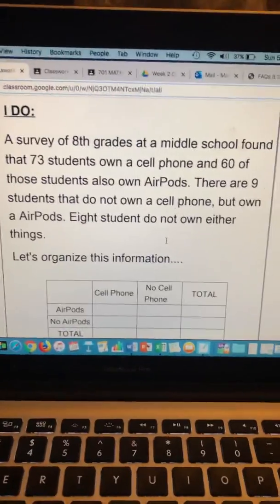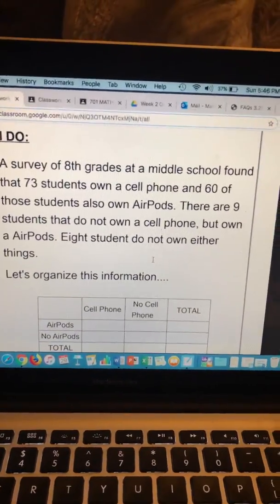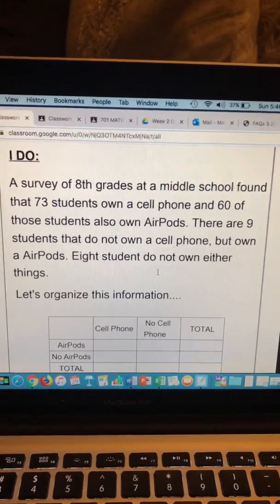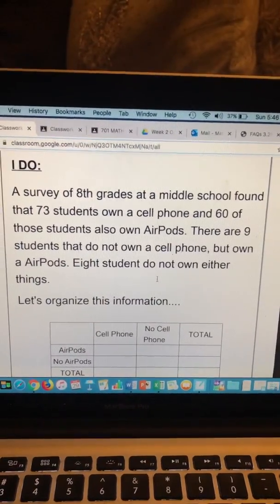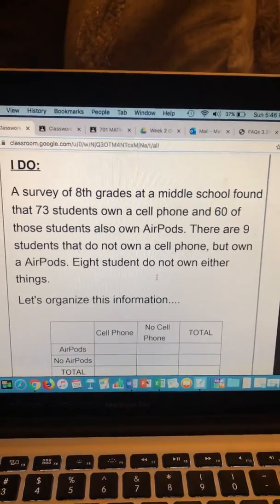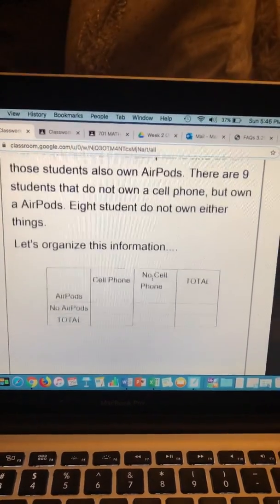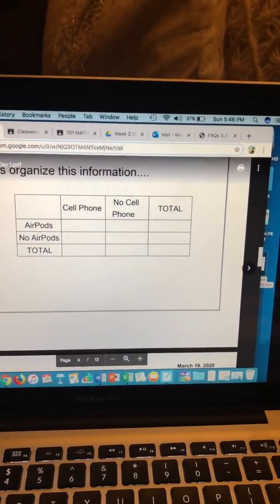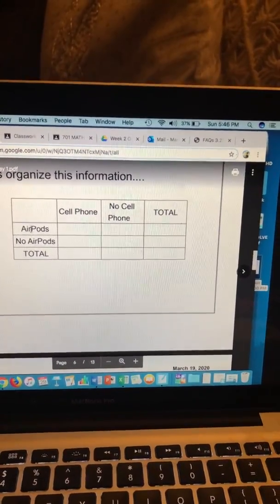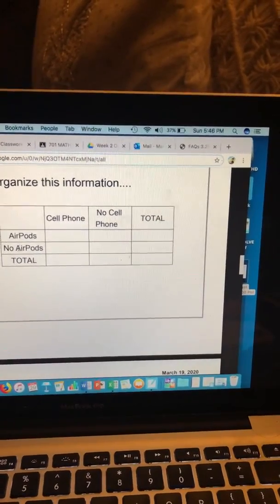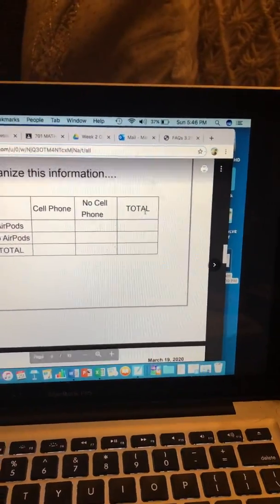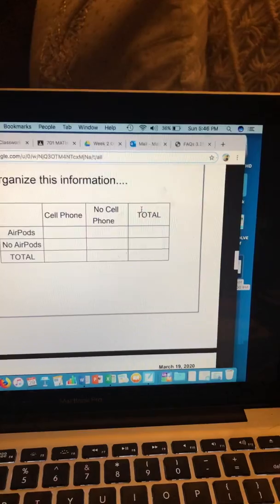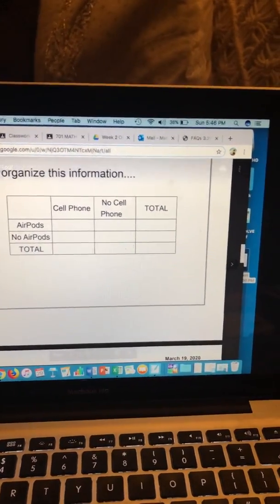So the way we can organize this data is what's called a two-way table. So you want to think about the two things that are being compared in the situation. We're talking about students that either have or do not have AirPods, and then also students that either have or do not have a cell phone. So your two-way table would look something like this, where you're organizing one category vertically. So this one would be about our AirPods, having AirPods, not having AirPods. And then you would have your other category horizontally. So having a cell phone, not having a cell phone. Okay? And then the outside columns, this space out here, would be your totals.